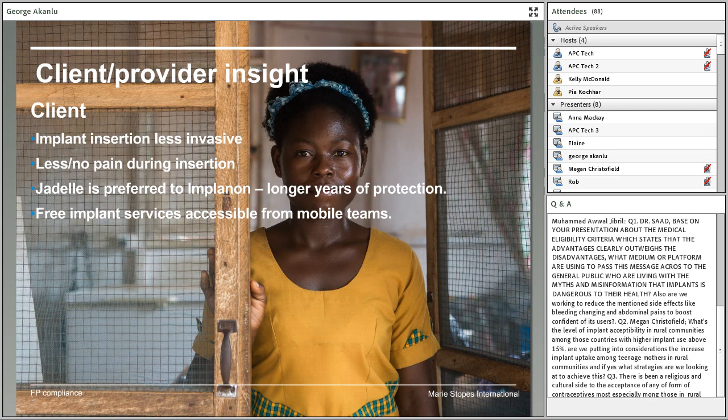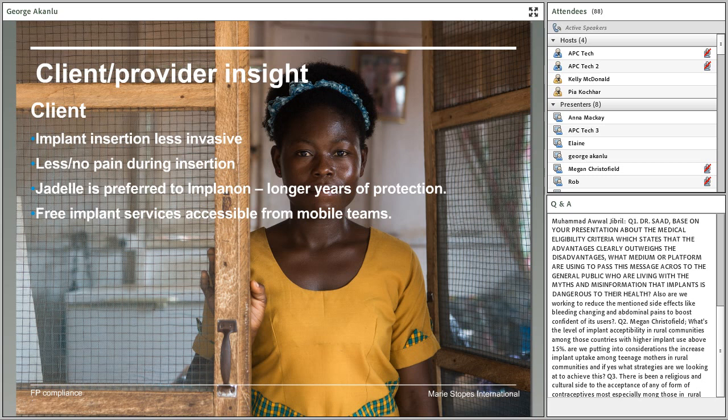And I must emphasize that most of these removals are Jadelle removals. And the commonest reason usually given is the changes in menstrual cycle. There are few instances where family members or people who are ready to have children also come in for removal. But most people cite changes in menstrual cycle as the main reason for the removal.